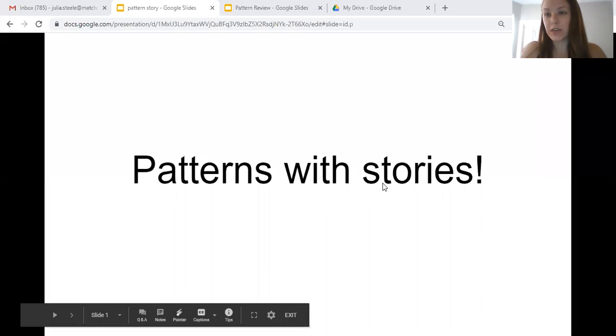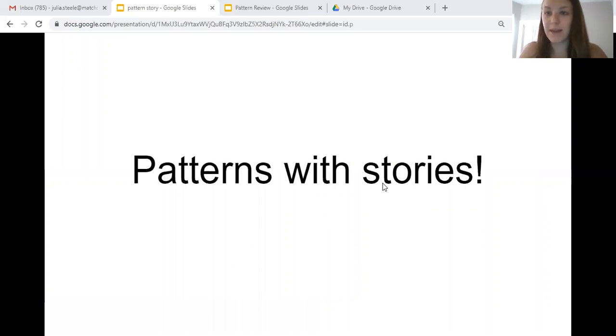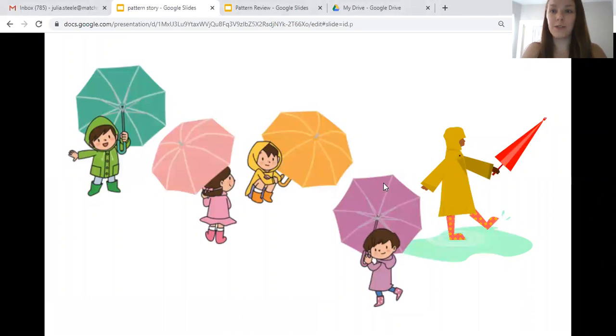So this is called patterns with stories. So I'm going to say story and we're going to make a pattern with it. So it will make more sense once you get started. Okay, so one day all of the friends went outside and it was raining and they were wearing rain boots and they had umbrellas and their raincoats and they were playing outside in the puddles. But then when they came inside, they took off their boots and put them in an order by the door.